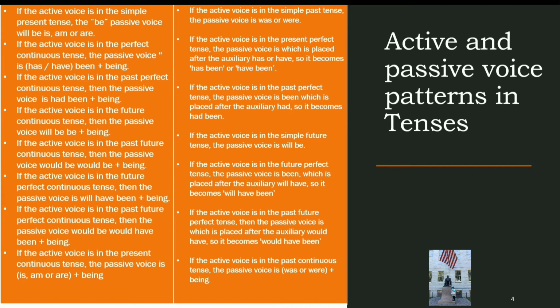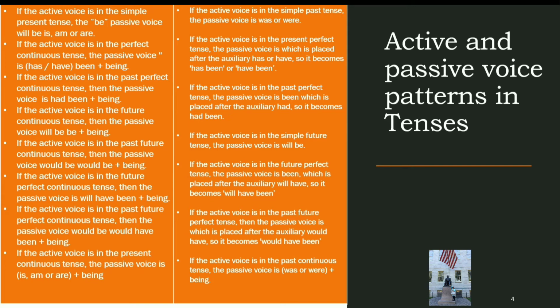If the active voice is in the present continuous tense, the passive voice is is, am, or are plus being. If the active voice is in the simple past tense, the passive voice is was or were. If the active voice is in the present perfect tense, the passive voice is been, which is placed after the auxiliary has or have, so it becomes has been or have been.